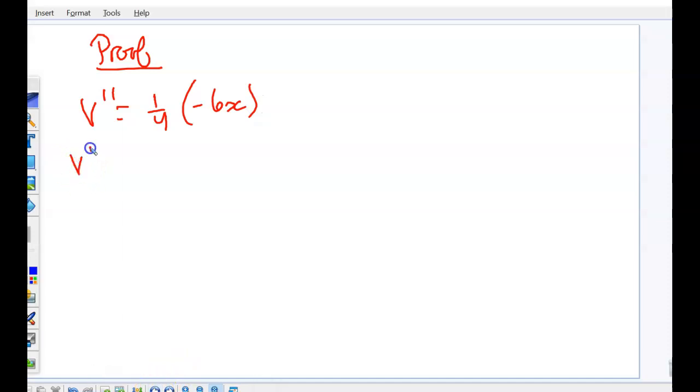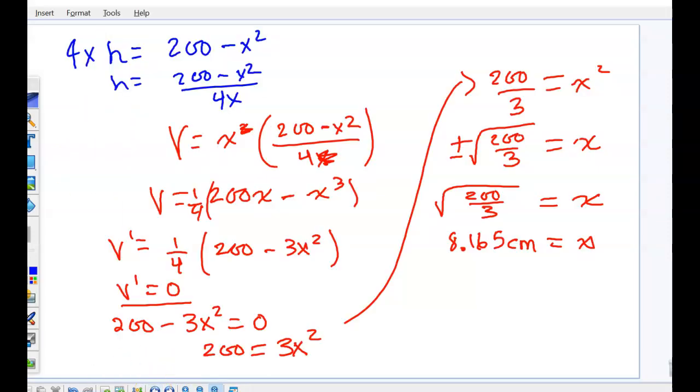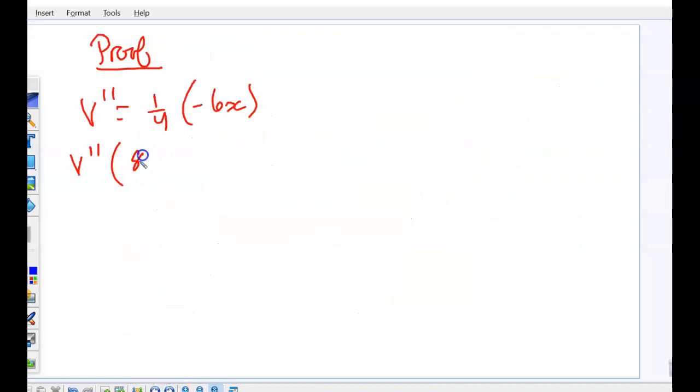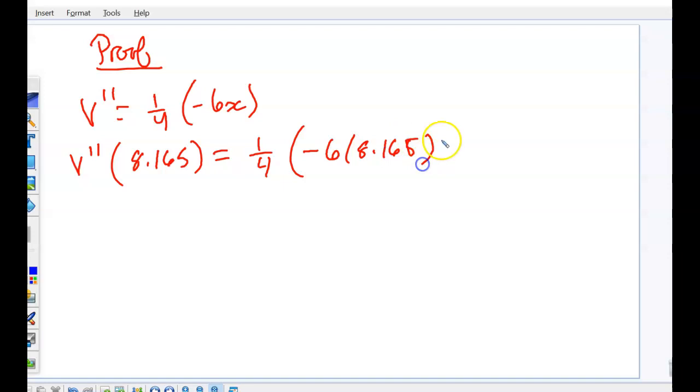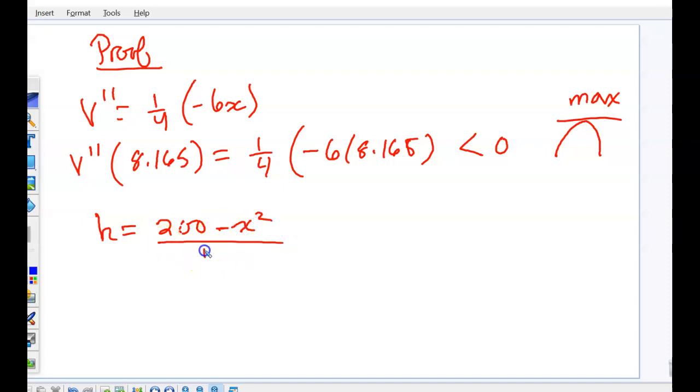Now if I take my critical value of 8.165 and plug it into the second derivative, this value is going to be negative, so therefore my graph is concave down, and therefore my critical number will be a maximum. So we know that x of 8.165 is going to give me the maximum. So the length and the width is 8.165. And to find the height, again, we can use the formula (20 minus x squared) over 4x. Sorry, not 20, but 200.